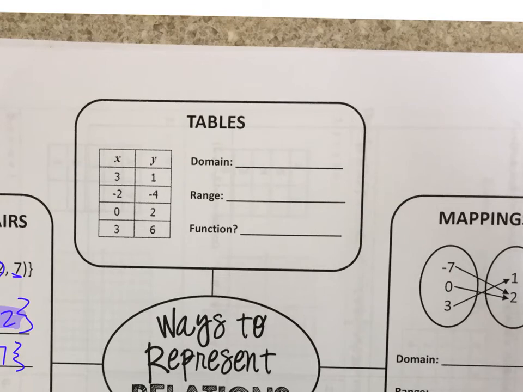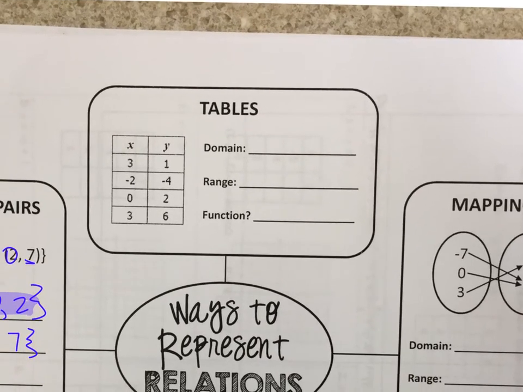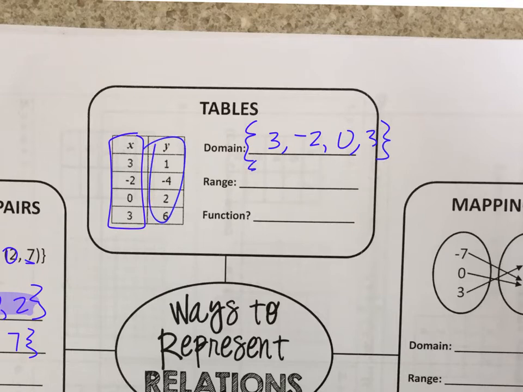For a table, my domain are my x's, 3, -2, 0, and 3. My y's are the range, 1, -4, 2, and 6. And if I look right here on my x's, I don't care about the y's, I just care about the x's, the 3's repeated. So that means this is not a function.